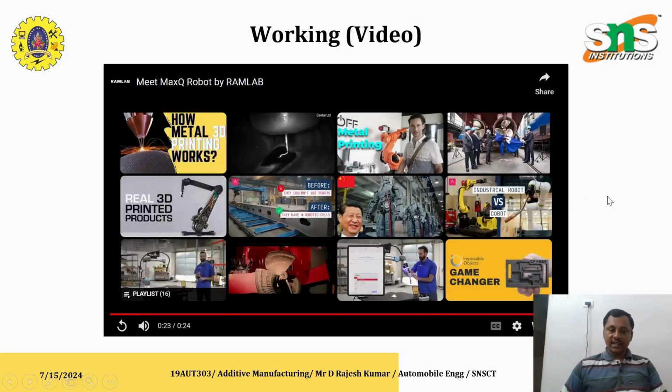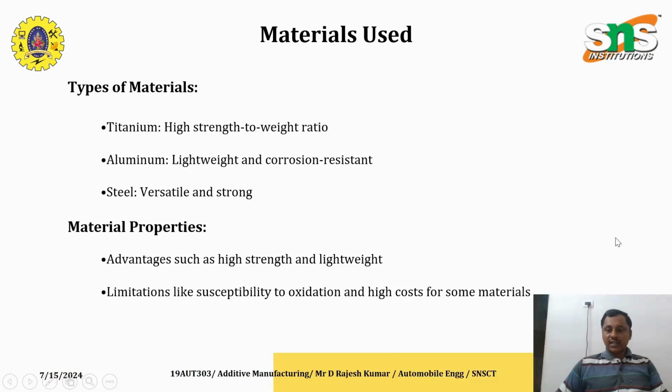So we can clearly see that the robot arm is the only thing that welds the required geometry. So here the types of material we can see clearly are titanium, aluminum and steel. Titanium is for the high strength to weight ratio. The aluminum is for the light weight and also for corrosion resistance. Steel is versatile and strong. So these are the different types of materials that can be used in wire arc additive manufacturing.